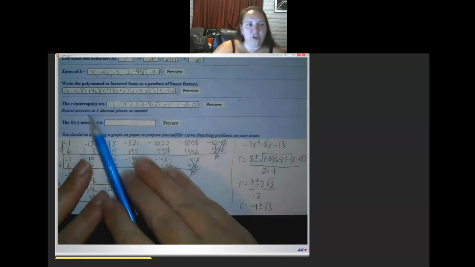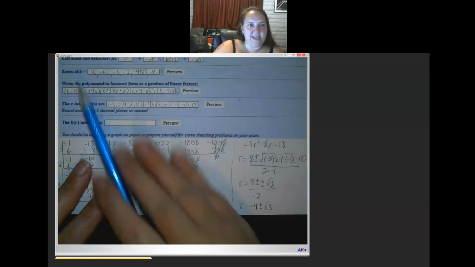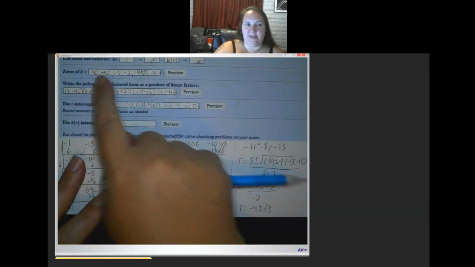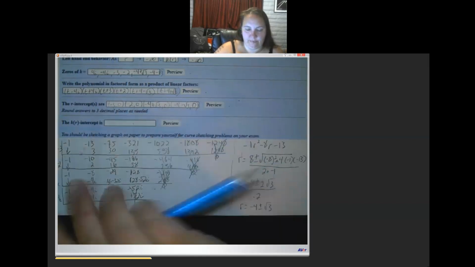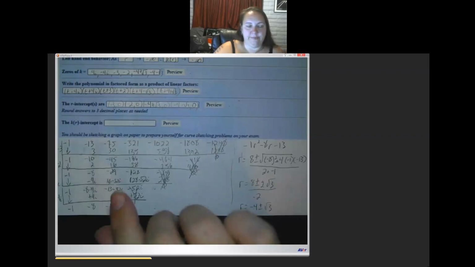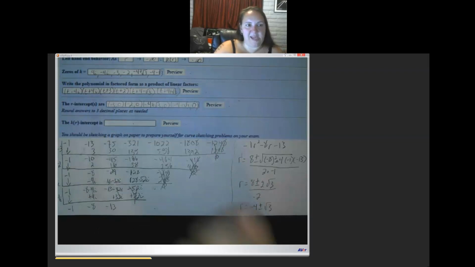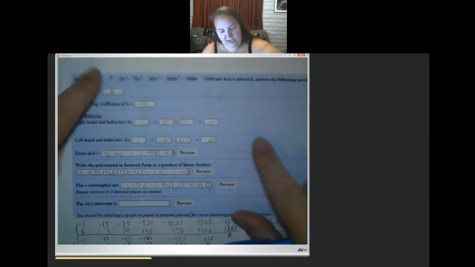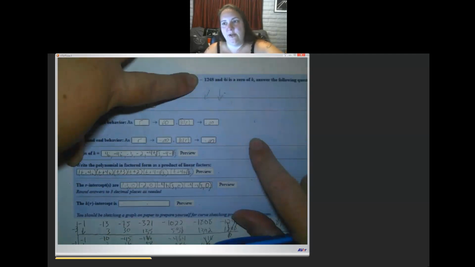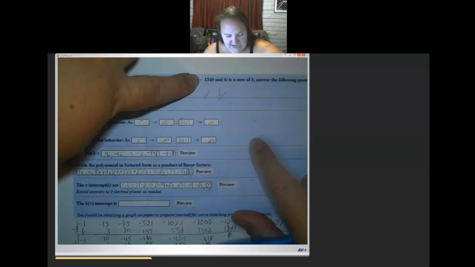So the only difference between zeros and intercepts is that if you have an imaginary zero, that does not make an intercept. It's all of your real zeros that make intercepts. And then the easiest question on the page, the K of R intercept, is the one where we make R 0. So if I made R 0, this would go away, go away, go away, and we're left with just this last number. So the constant term is my K of R intercept.